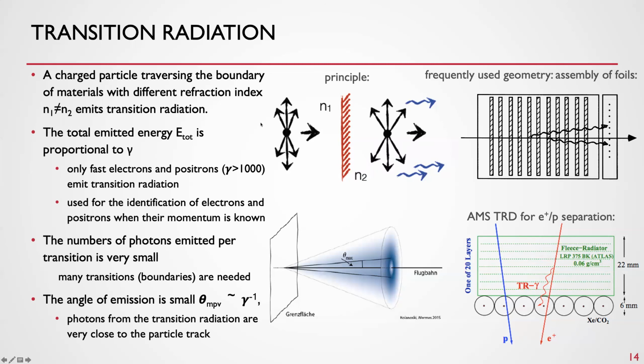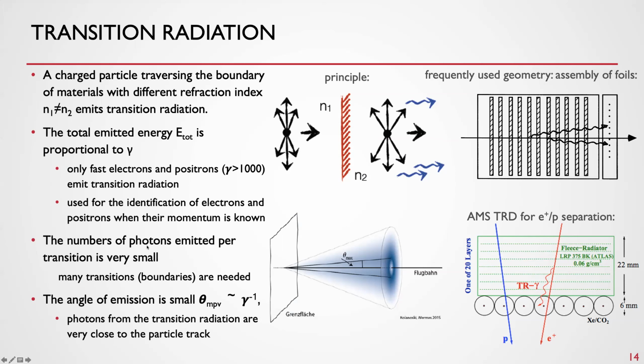The total emitted energy from transition radiation is proportional to gamma, and gamma depends on the velocity. So when the momentum is known, one can infer the mass. It is only relevant for the highest values of gamma above 1000, and these high values are more likely to be achieved by electrons and positrons. So transition radiation is indicative of electrons and positrons and is suppressed for heavier charged hadrons, for example, pions. Thus, this detector can discriminate between electrons and pions.